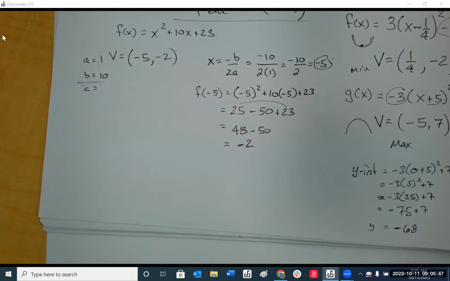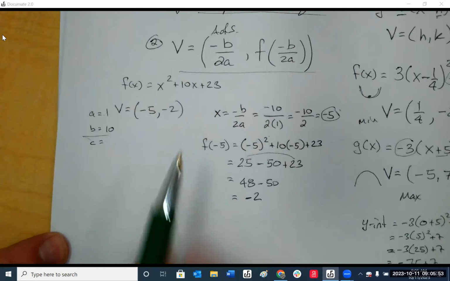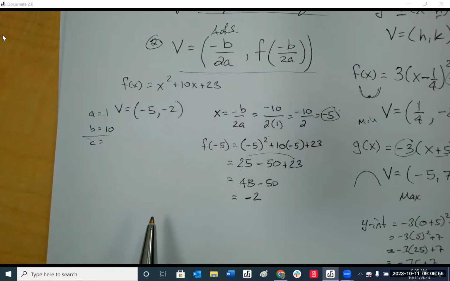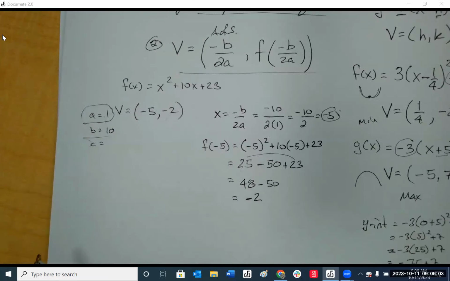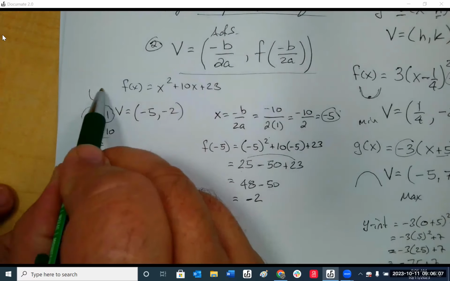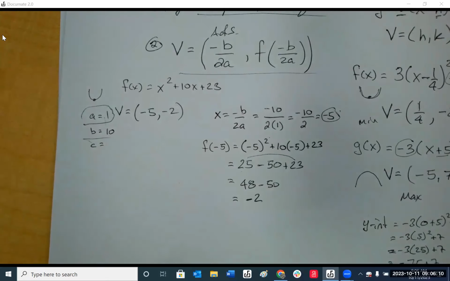Pretty good so far? That's just finding the vertex. Remember, to graph that, we have a point. Is it the maximum or minimum? Remember, to find that, we look at A. Is it positive or negative? Positive, it opens up. It looks like this. So we have a minimum.